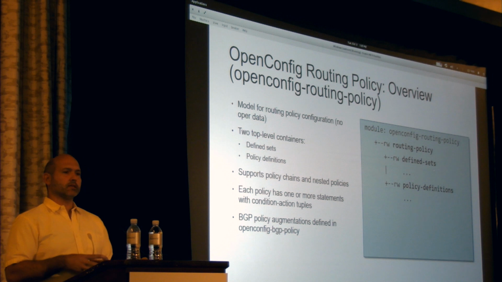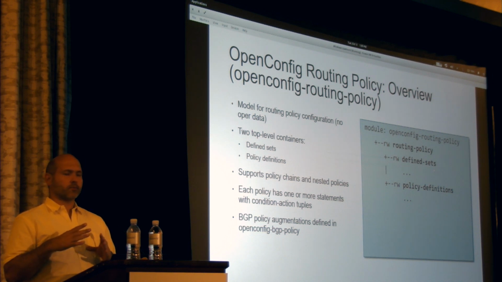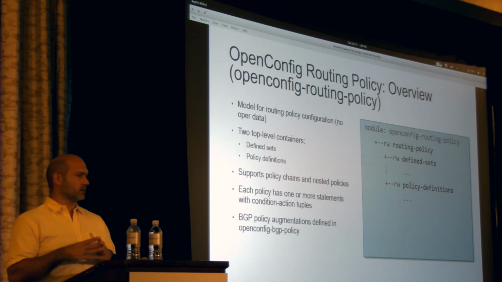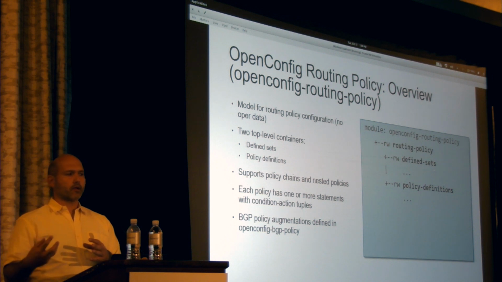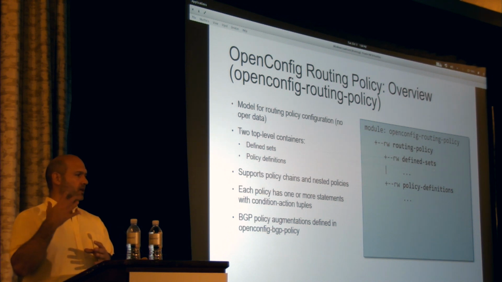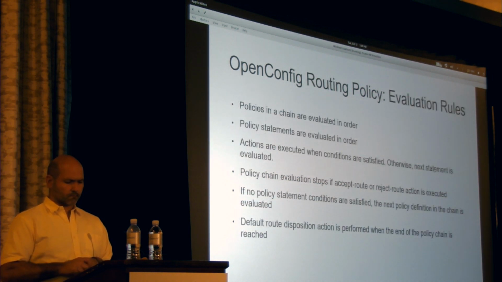That is actually defined in an augmentation. If you look at just the OpenConfig routing policy, it's going to have a lot of constructs for routing policies, but you're not going to see BGP data there. There's actually a BGP policy augmentation, a separate YANG definition that augments routing policies to make them BGP capable. And I think I have one slide to describe this.